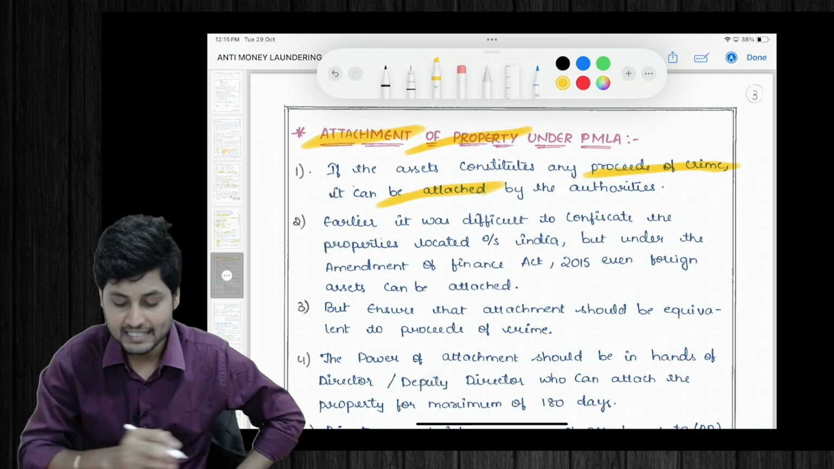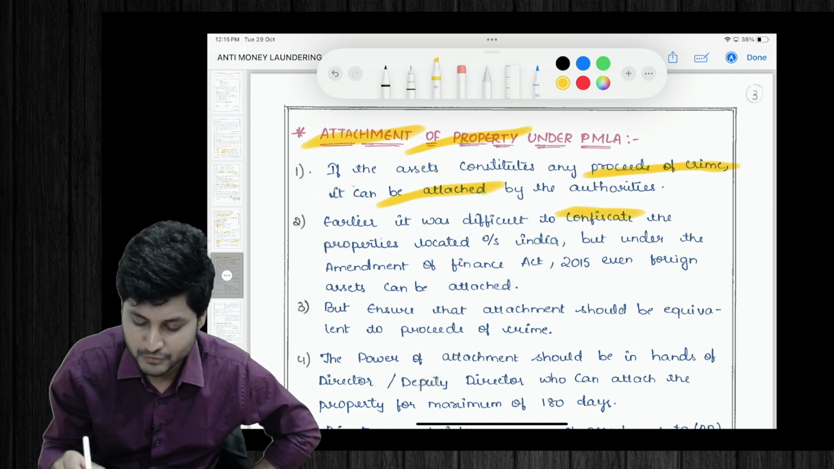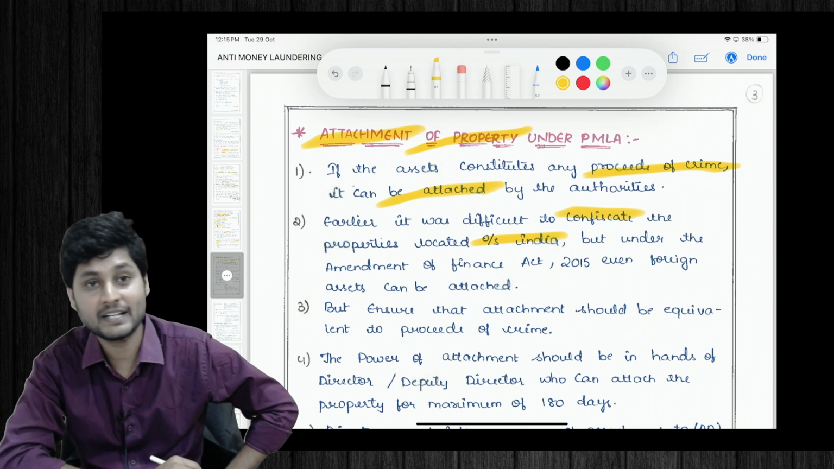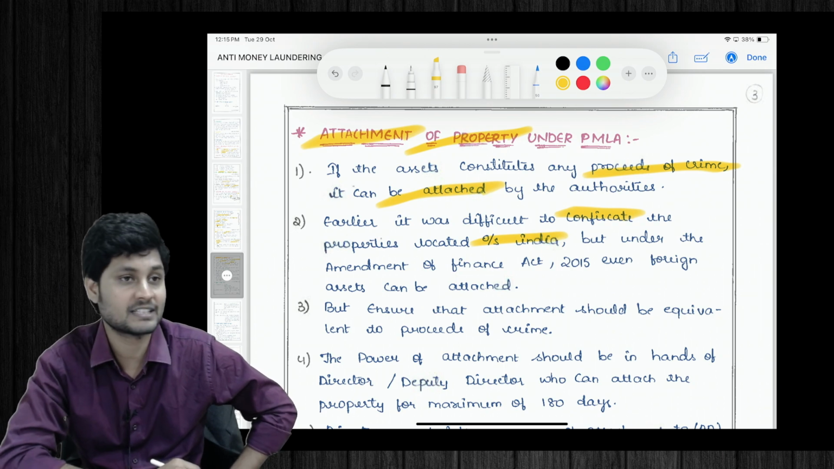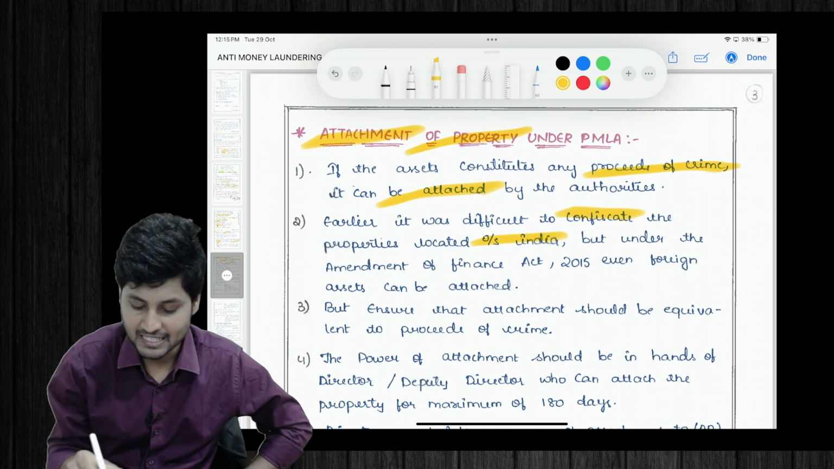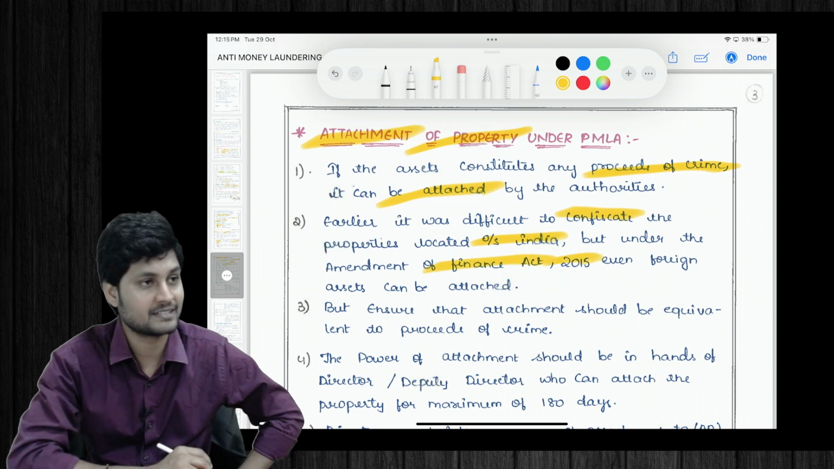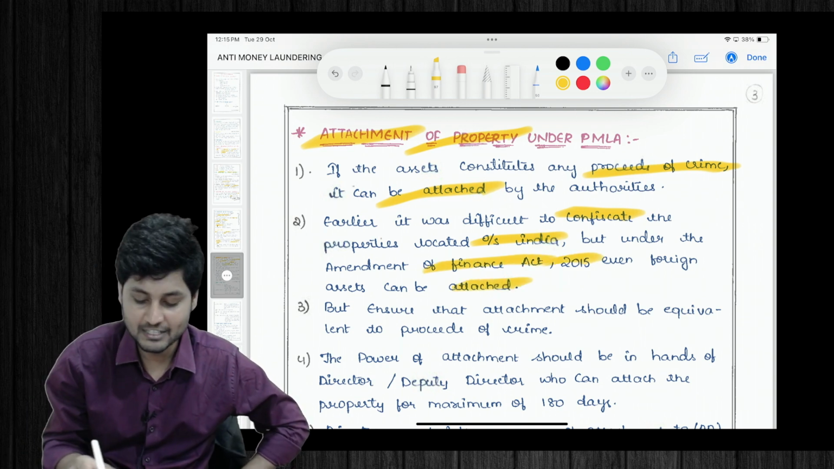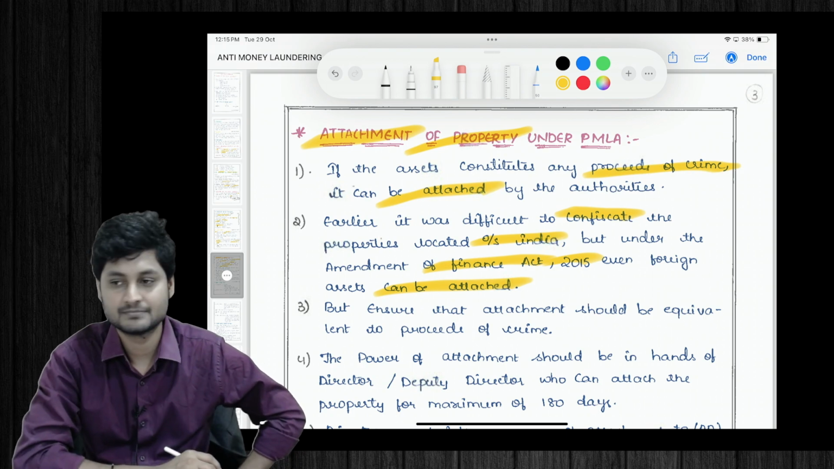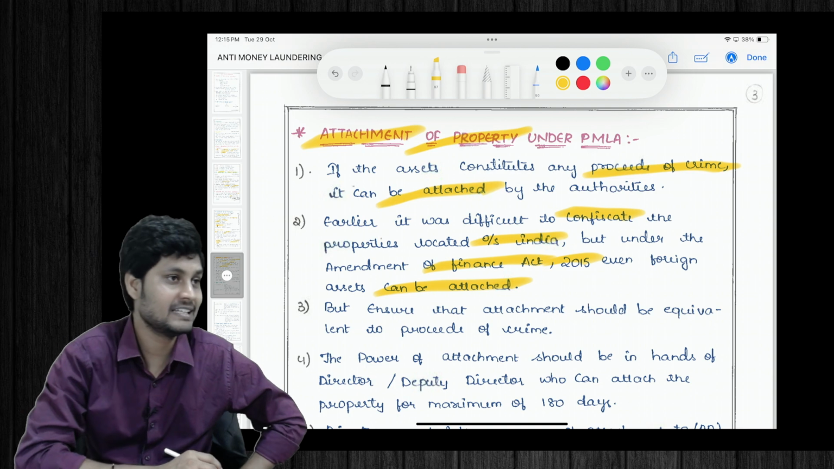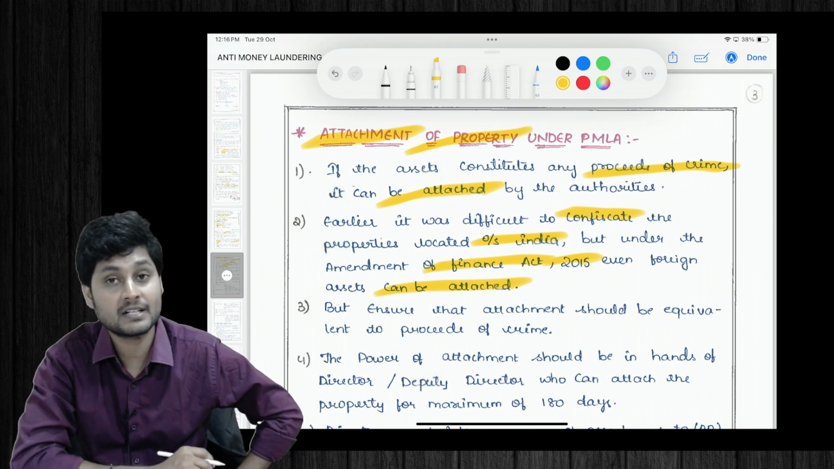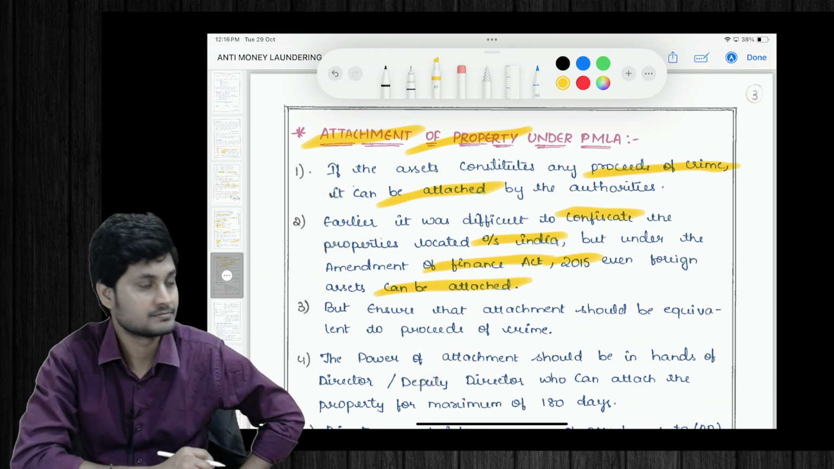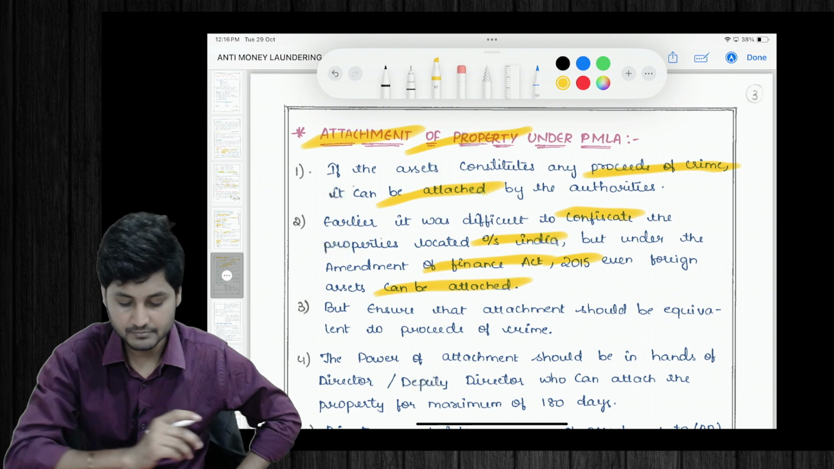Easy. Earlier it was difficult to confiscate the properties located outside India. When you buy an asset outside India, it was very difficult for the government to attach that property because it is located outside India. However, under the amendment of Finance Act 2015, even foreign assets can also be attached. Okay, if you buy any foreign property, then that foreign property may also be attached from 2015.